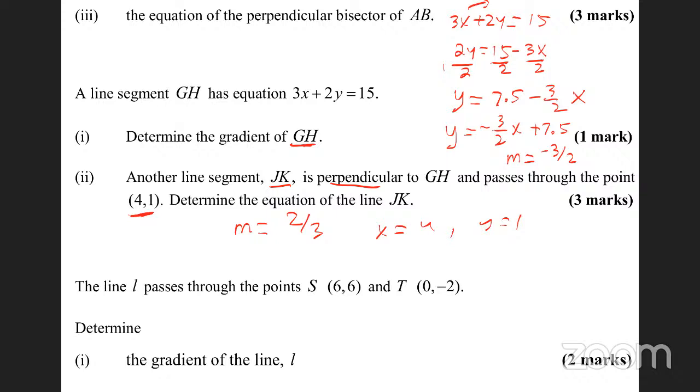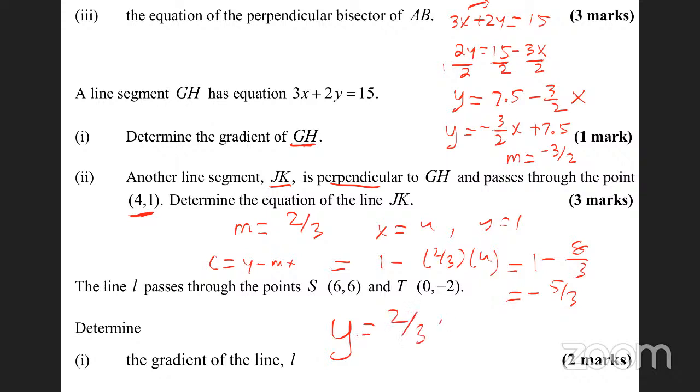All right? So with the equation, now we can find c. c is equal to y minus mx. So it's 1 minus 2/3 times 4. So that'll be 1 minus 8/3. So I got minus 5/3. Anybody got that? Check back your sign, right, Adelia? Check back your sign. So I got minus 5/3. So the answer is y is equal to 2/3 x minus 5/3.